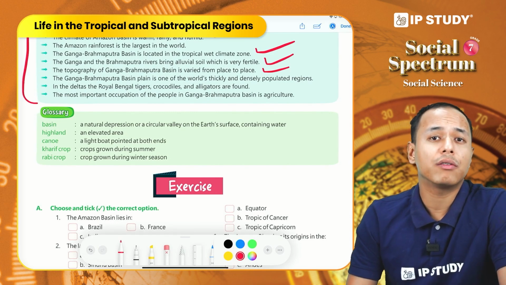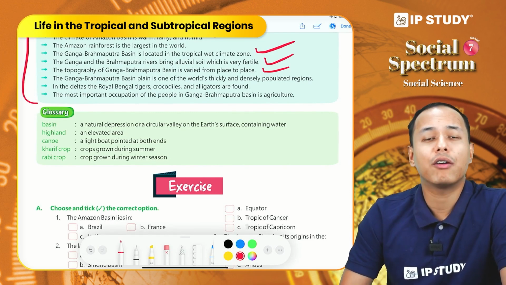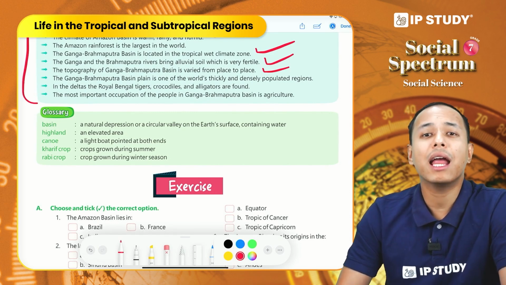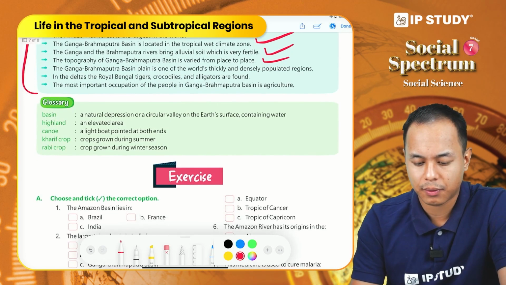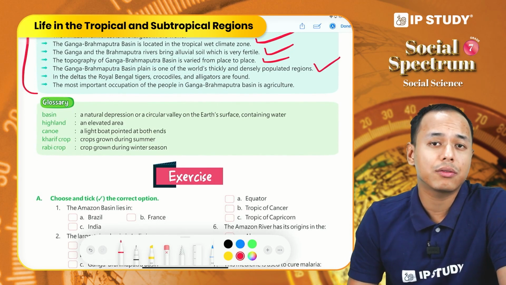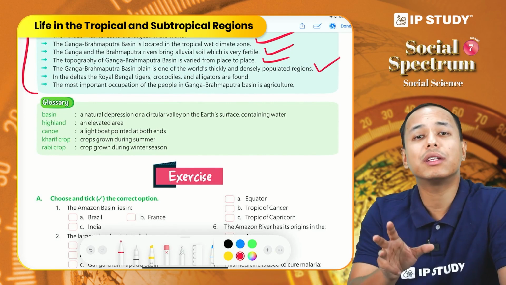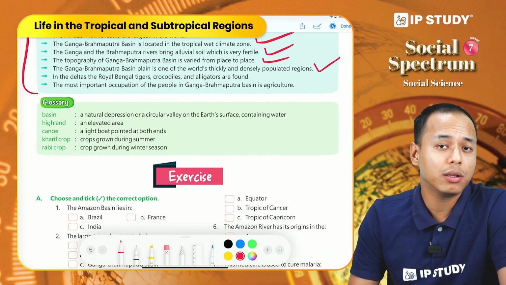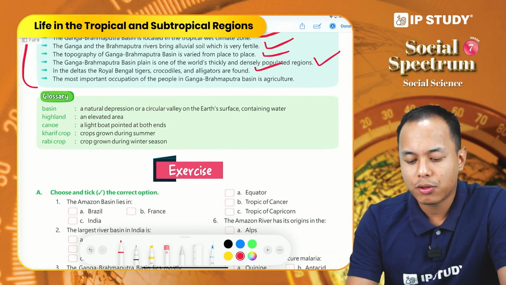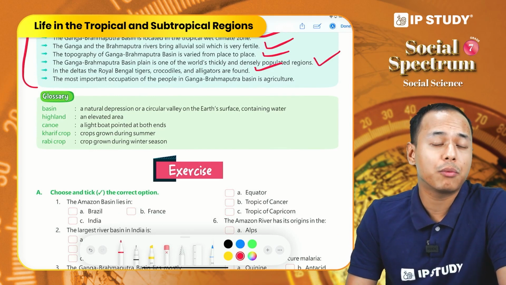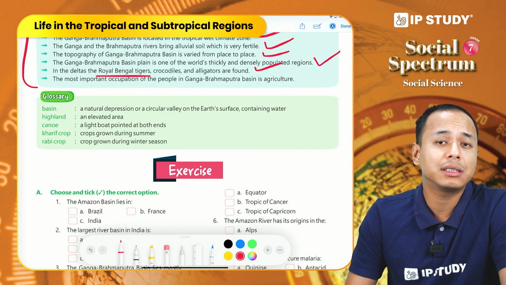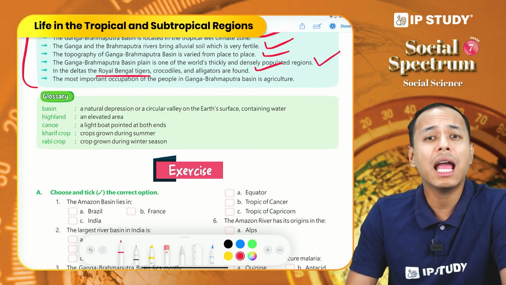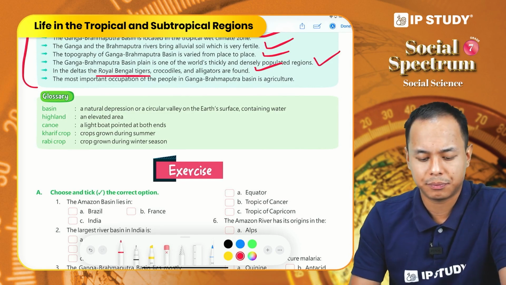The topography of Ganga-Brahmaputra plain varies, right? We have plains, we have mountains and other landforms also within the Ganga-Brahmaputra basin. As we have already discussed, it is one of the most densely populated regions of the world. When we talk about the wildlife of the Ganga-Brahmaputra basin, we find Royal Bengal tigers, crocodiles, alligators, elephants, different species of deer and so many other animals.